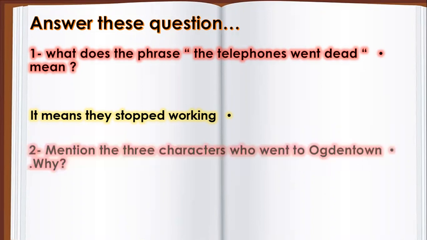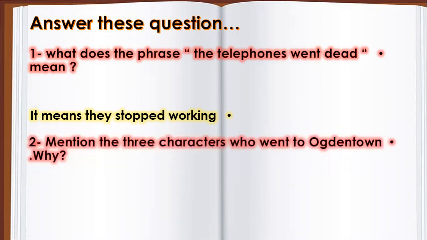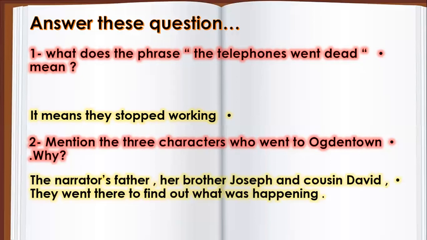Number two, mention the three characters who went to Ogden Town and why. They were the narrator's father, her brother Joseph, and her cousin David. They went to Ogden Town to find out what was happening. Because the telephones were not working, the only way to know what happened to Ogden Town was to go and find out.